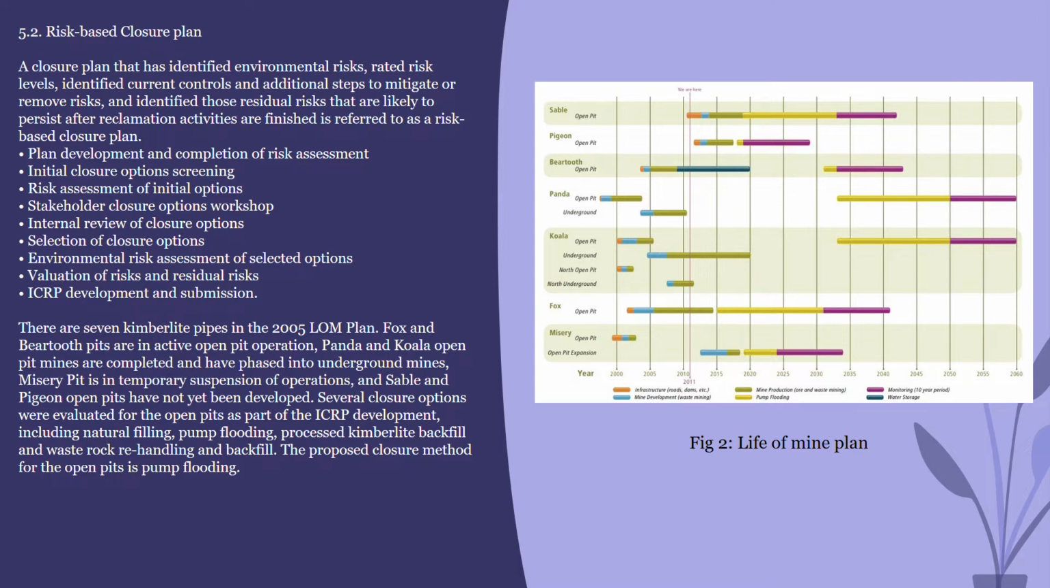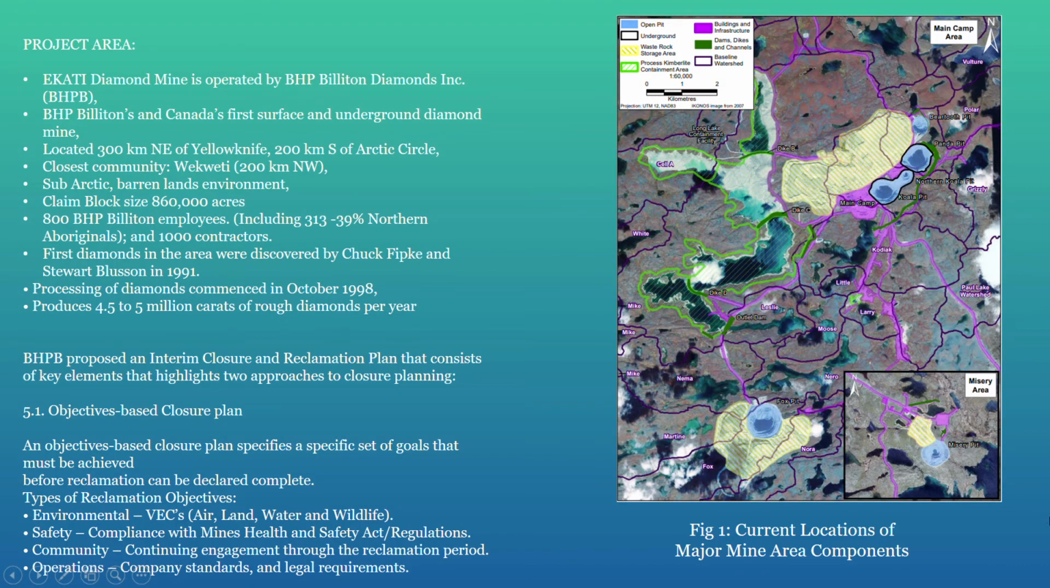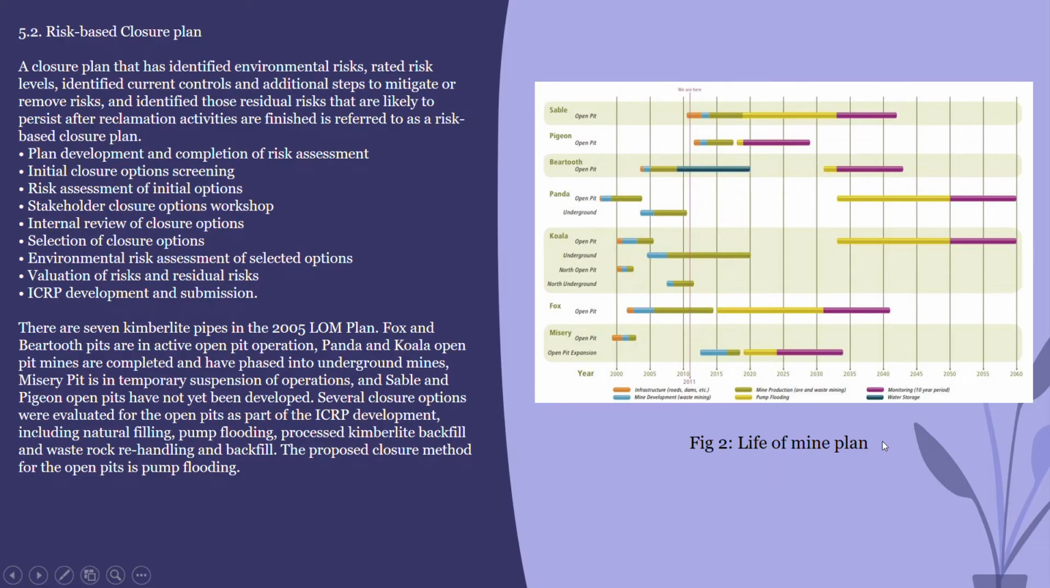So this is the life of mine plan. Previously you saw the current locations of major mine area components. This is the next figure, which is the life of mine plan, which gives a brief idea about how these different pits will be developed over the years throughout the life of mine, and how the closure will be done, when they will be developed, what the development status is right now. So there are 7 kimberlite pipes in the 2005 LOM plan, and these are the different pits, like you can see Sable, Pigeon, Beartooth, Panda, Koala, Fox, and Misery pits. Several closure options were evaluated, and the proposed closure method finally was pump flooding.